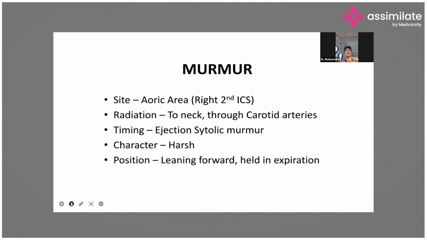Murmur: usually we describe a murmur as per the site. It's in the aortic area, right second intercostal space, radiating to the neck through the carotid arteries, an ejection systolic murmur. It will be harsh, and the position to hear it is leaning forward and held in expiration.